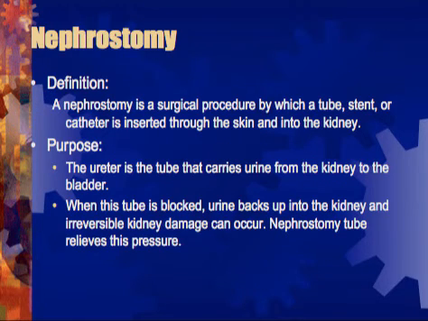The nephrostomy is done in a surgical procedure, and they use a tube, a stent, or a catheter, and they insert it through the skin into the kidney. The purpose is to carry urine from the kidney to the bladder.